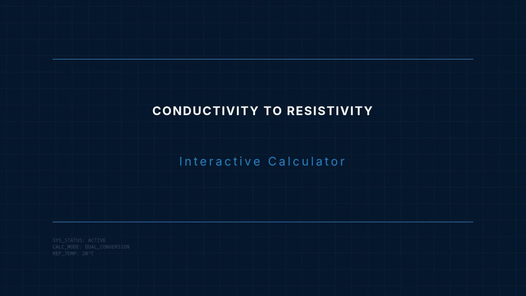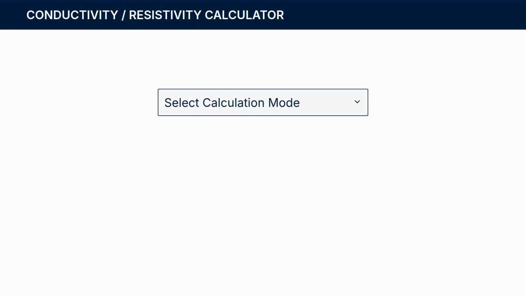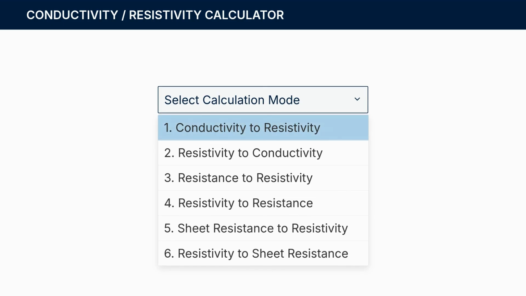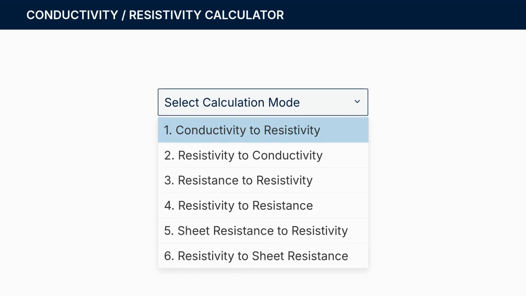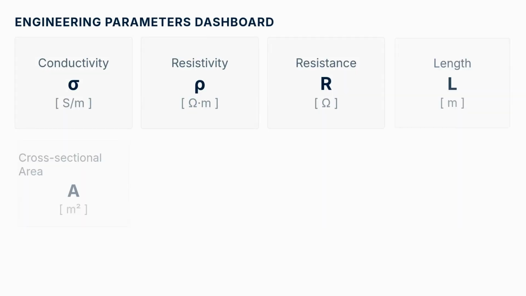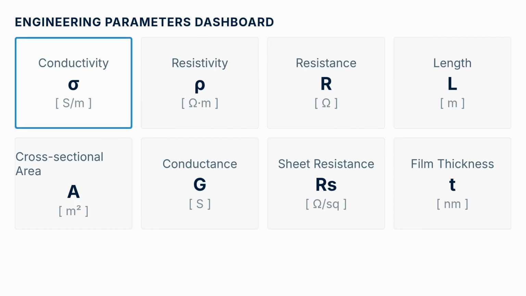The Conductivity to Resistivity Interactive Calculator instantly converts between electrical conductivity and resistivity values for material analysis. Let's explore the interface. The Select Calculation Mode dropdown offers 6 options: conductivity to resistivity, resistivity to conductivity, resistance to resistivity, conductance to resistivity, sheet resistance to resistivity, and resistivity from geometry and resistance. For this demonstration, I'm using conductivity to resistivity mode.